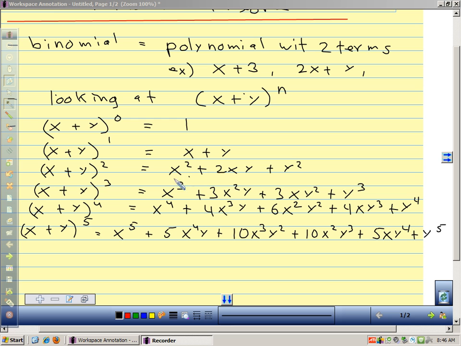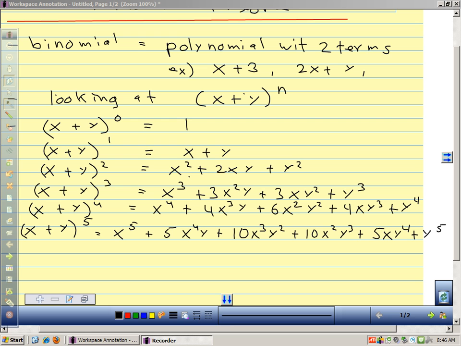We notice that as we go from one term to the next, the powers on x decrease and the powers on y increase. The power on x goes third, squared, first, 0 power. Powers on y go 0 power, 1, 2, 3. And that continues in a pattern this way. Also notice that our coefficients are symmetrical. Here we have 1, 3, 3, 1, 1, 4, 6, 4, 1, 1, 5, 10, 10, 5, 1. So our coefficients are symmetrical.